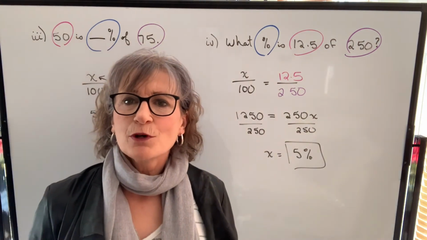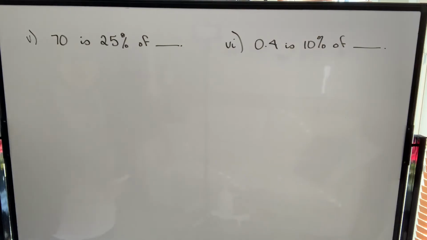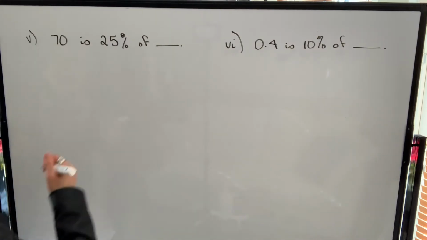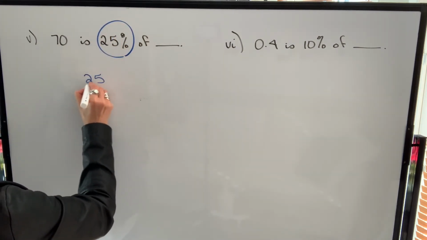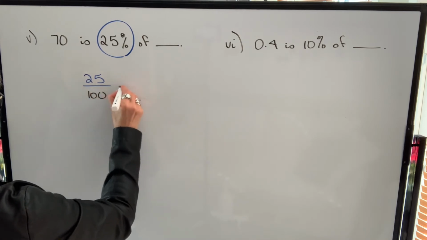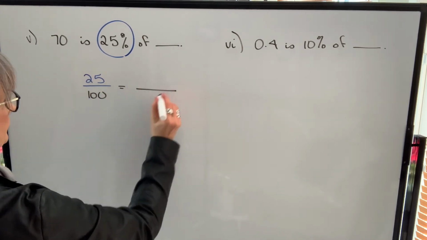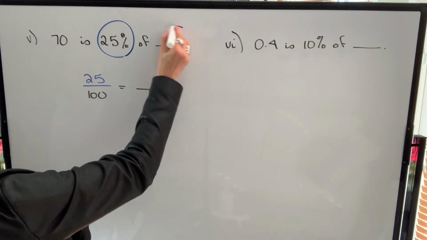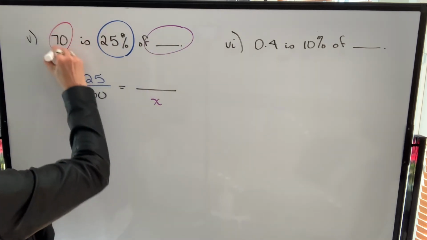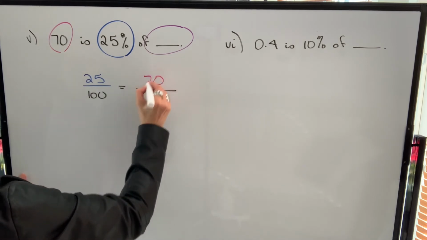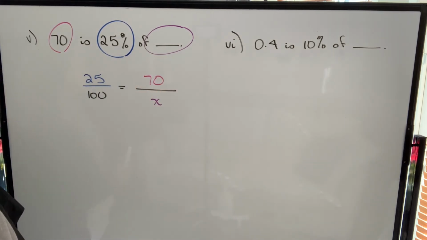Let's do some examples where we don't know the amount. So in this example, we know the percent. So we put 25 over 100. Our base, the of number, we don't know, so that becomes our unknown. And 70 is our amount. So that goes in the numerator.